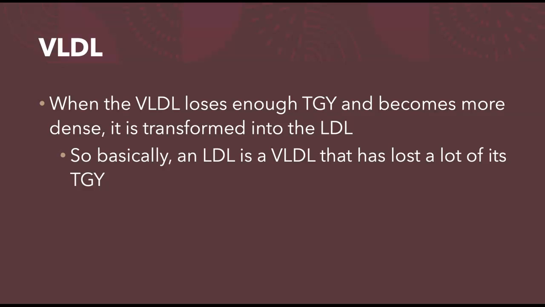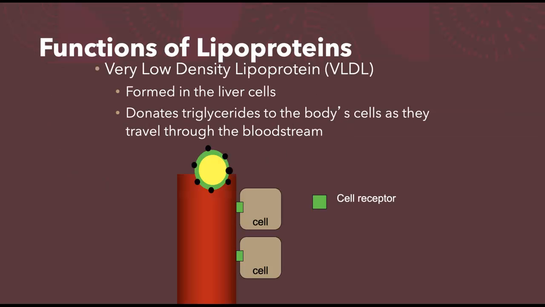The VLDL travels through the circulatory system and donates triglyceride to the body cells. When the VLDL loses enough triglyceride so that it becomes more dense, it's eventually transformed into the LDL, or low-density lipoprotein. You can think of an LDL as a VLDL that's lost a lot of its triglyceride. So LDLs are formed in the bloodstream. They're also formed in the liver when the liver senses that blood cholesterol is low. So here we have the very low-density lipoprotein, which is formed in the liver cell, donating triglyceride to the body cells.